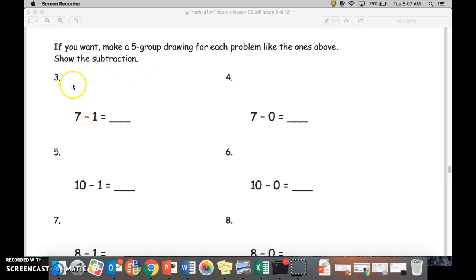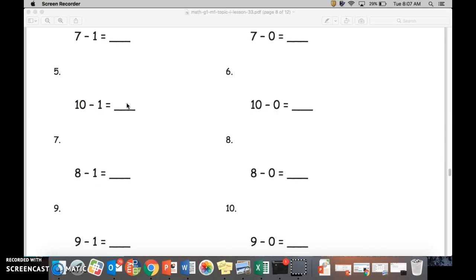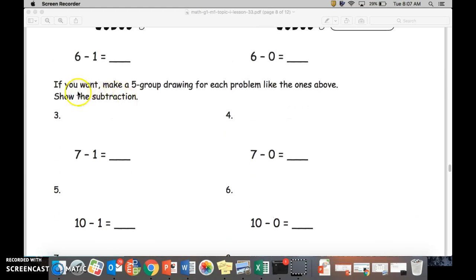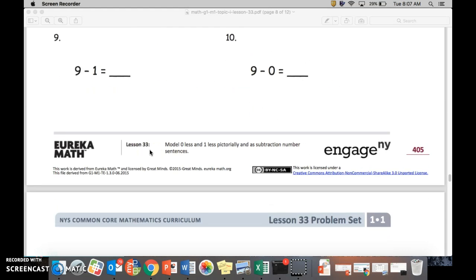For 7 minus 1, I should see 5, 6, 7. And then minus 1. Okay? So make sure you do your pictures neatly with 5 groups. If you don't need a picture, then you don't have to show the picture because it says if you want. If it says to do it, you must do it.